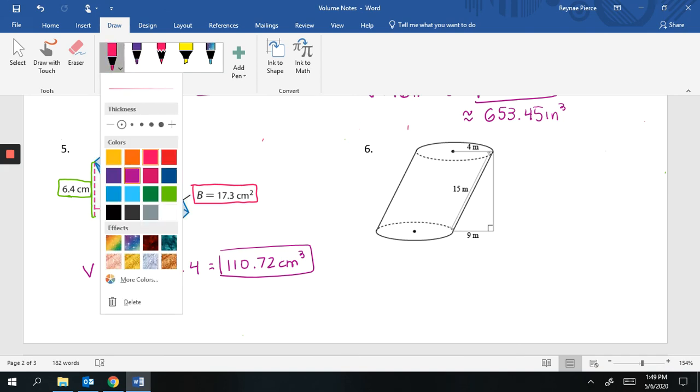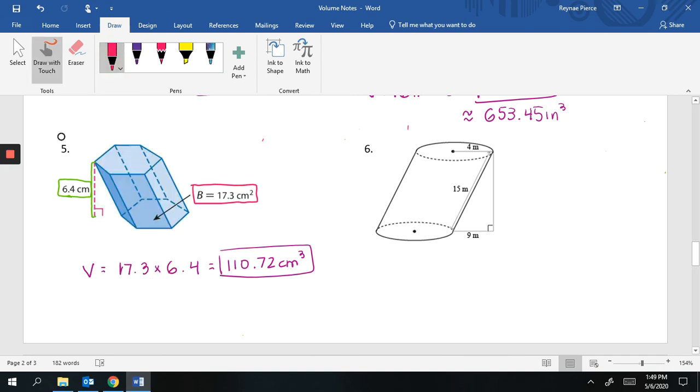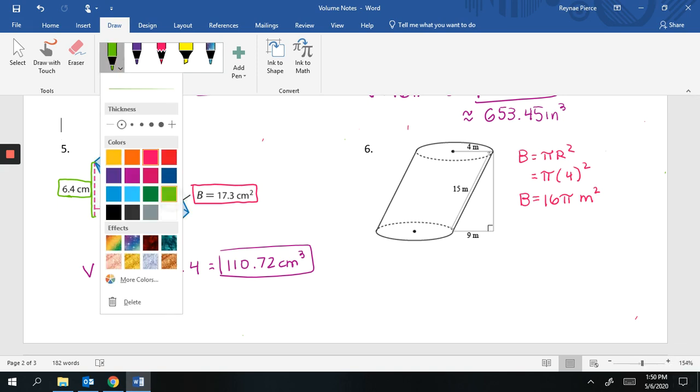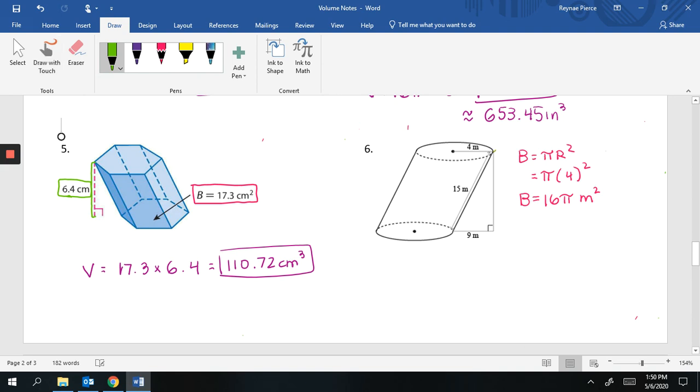And last but not least, we've got an oblique cylinder. Finding the area of the base is not going to be any different than the previous two cylinders. Our radius is 4. So just like example number 4, the area of our base is 16 pi. Now our height is going to be this perpendicular distance here.